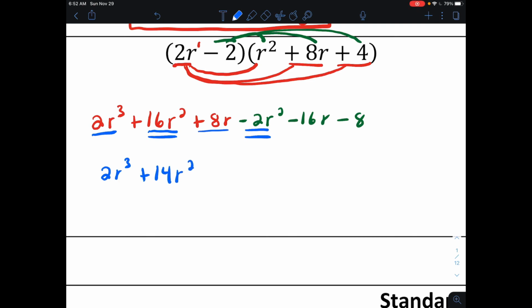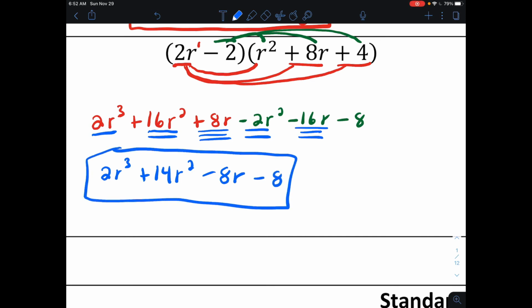Then we work our way to the just plain old r's, or r to the 1 powers. I got positive 8, and then I got negative 16. Combine 8r and negative 16r, we have negative 8r's. And then lastly, we got that minus 8 on the end. Nothing else is considered a like term. There's our final answer after multiplying.